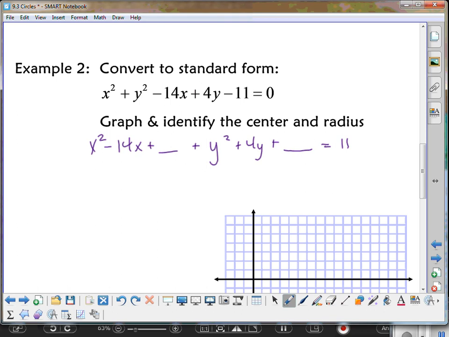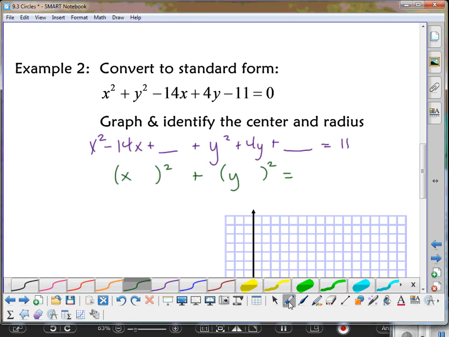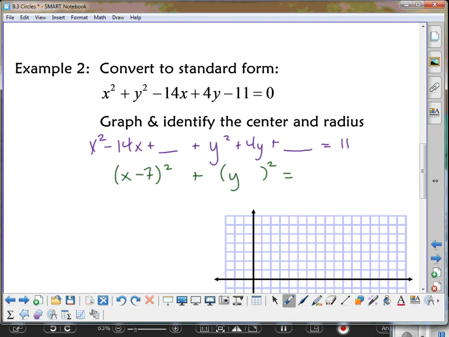So now we just complete the square for the x's and complete the square for the y's. All right, so if I have x squared minus 14x, what's half of negative 14? Negative 7. All right, so half of negative 14 is negative 7. And when we square it, we get 49. So I add 49 to both sides. What's half of 4? 2. So 2 squared is 4. We add 4 to both sides. And 11 plus 49 plus 4 adds up to 64.